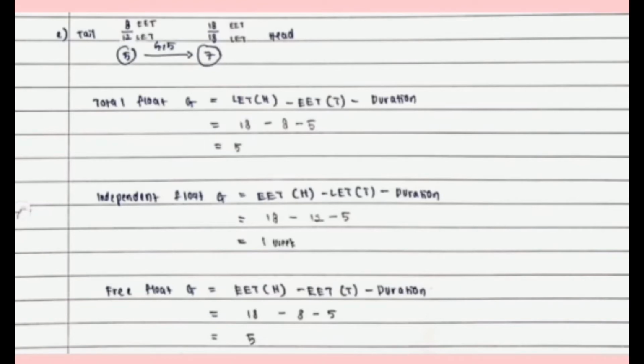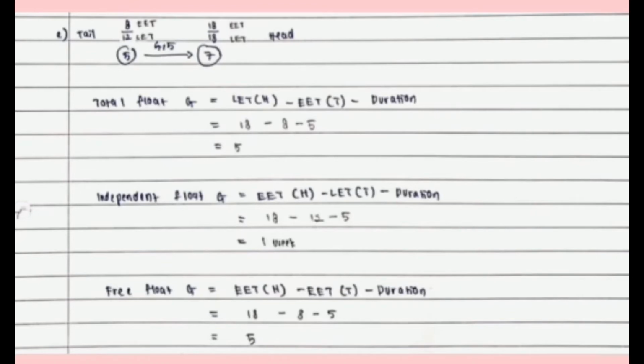For independent float G, same as total float G, but the formula is different. So the formula is EET sub H minus LET sub T minus the duration. Number of EET sub H is 18, LET sub T is 12, and the duration is 5. Minus all of them and we got 1 week.